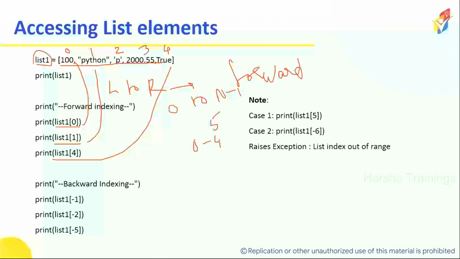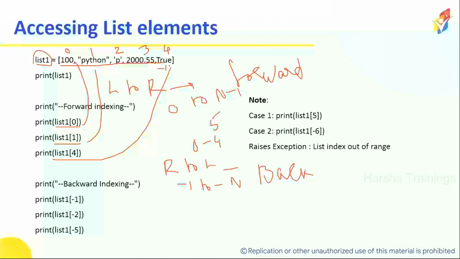Now, I can also read the data from right to left, in reverse order. This is called backward indexing. I can read the data backward also. For that, I have to use the concept where this is minus 1. The formula is minus 1 to minus n.